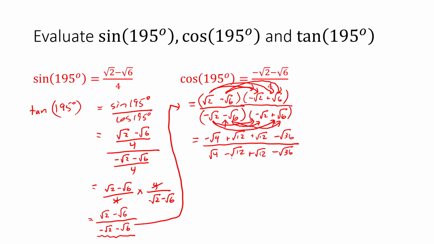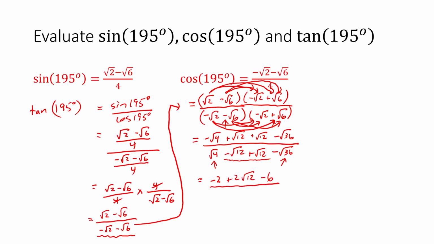Now what's neat about this denominator is the term root 4 will simplify to an integer, and the term root 36 will simplify to an integer. And the irrational parts, the negative root 12 plus root 12, they cancel each other out. It's awesome. So up top, that negative root 4, the first term in the numerator, is negative 2. We have positive root 12 and positive root 12, so that becomes plus 2 root 12. The negative root 36 becomes negative 6.